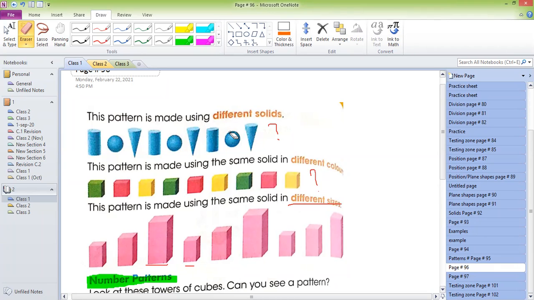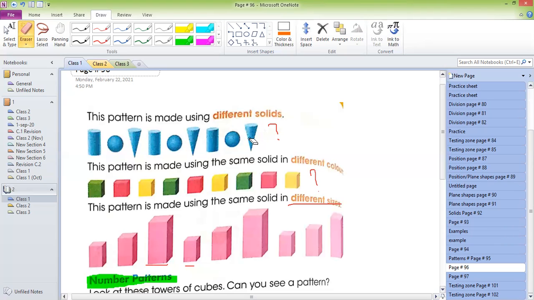So the pattern is made up of three solids. The first one is cylinder, the second one is a sphere, and the third one is cone. After cylinder, there is a sphere, and after sphere, there is a cone. Cylinder, sphere, cone, and it will be continued like this. If I ask you after cone, which solid will come next? You will say, sir, it will be cylinder. How do you know? Because in the pattern, after cone, there is a cylinder.